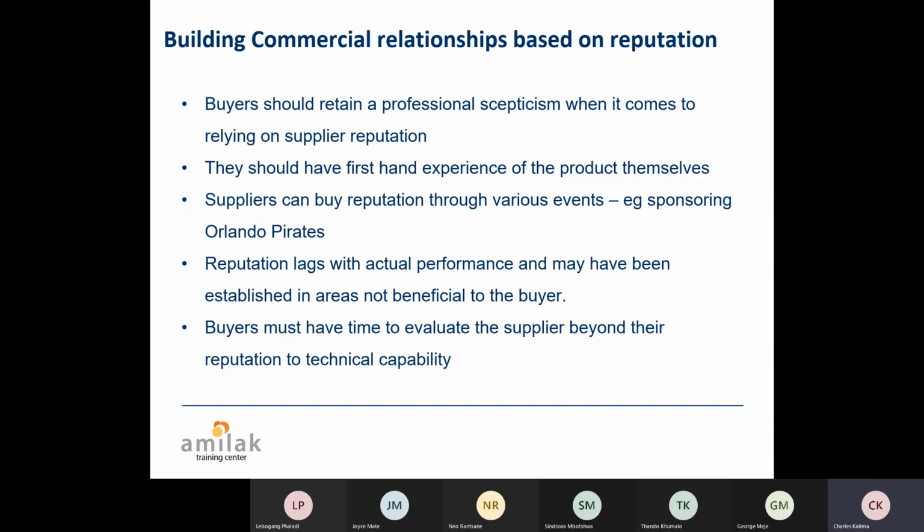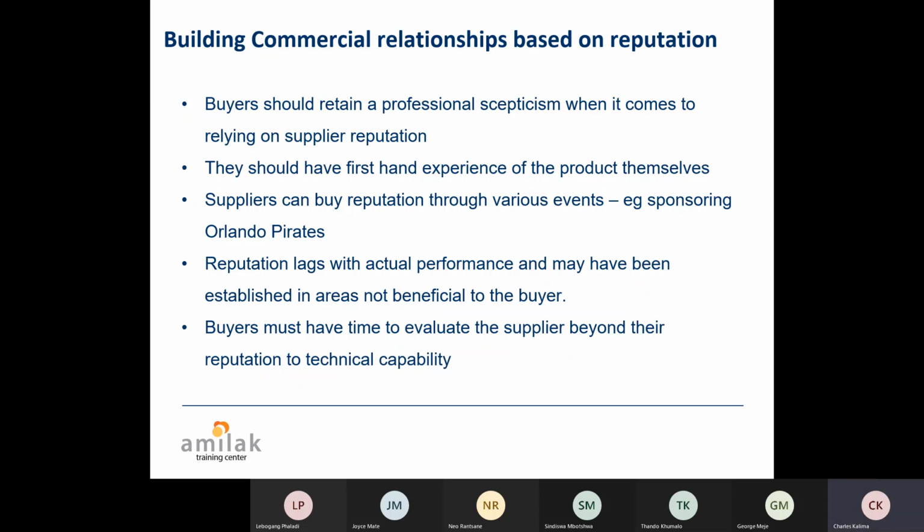See this relevant example that is in your books. Building commercial relationship based on reputation. Buyers should retain a professional skepticism when it comes to relying on supplier reputations. You should have first-hand experience of the product yourselves and not just what you have heard. Suppliers will buy reputation through various events. For example, sponsoring Orlando Pirates, and you think because they sponsor Orlando Pirates, they are good.